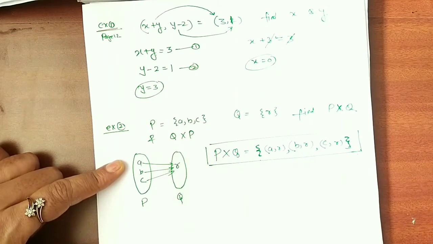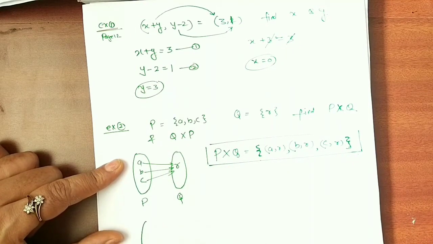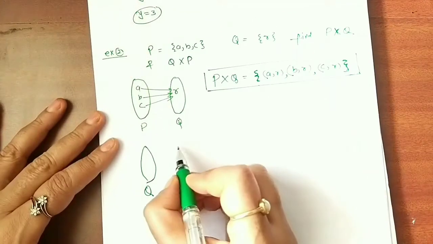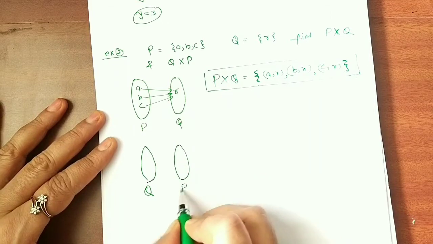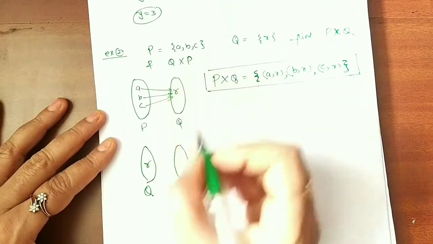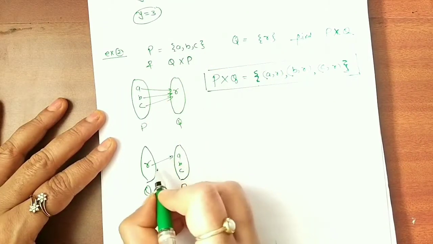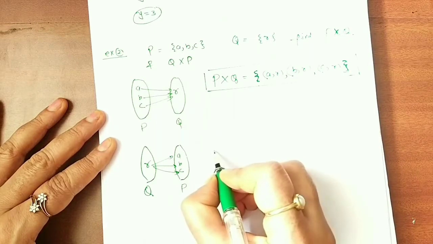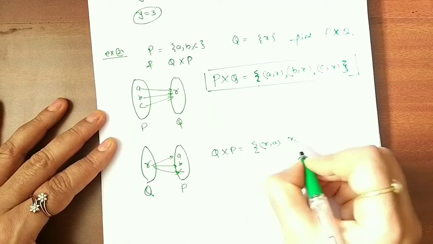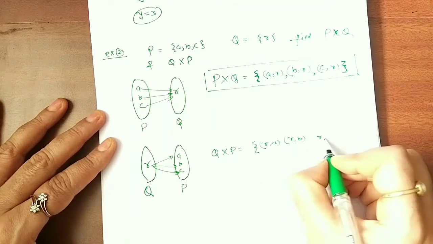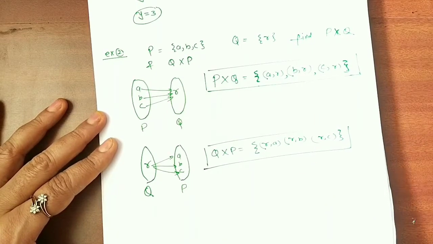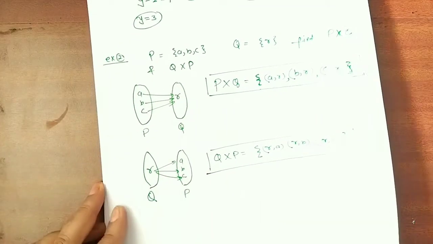Now let me take Q cross P. So here we will take Q first and P here. Q is R only, and in P the elements are A, B, C. So I will take all possible ordered pairs. So I can say Q cross P is nothing but R comma A, R comma B, and R comma C, and put in curly brackets. Okay, let's do question number 3, guys.